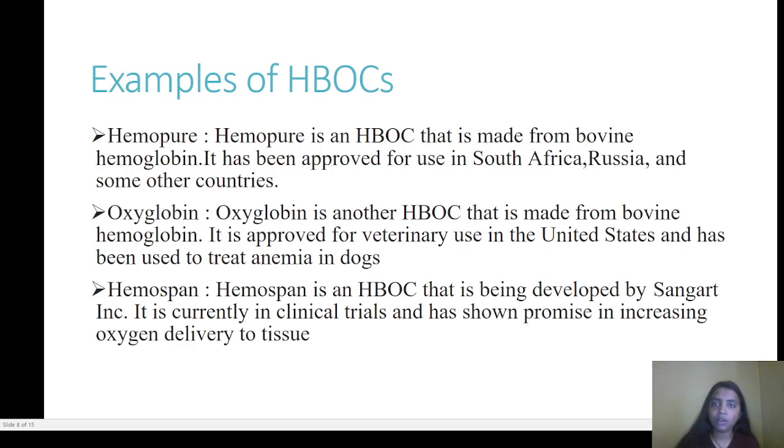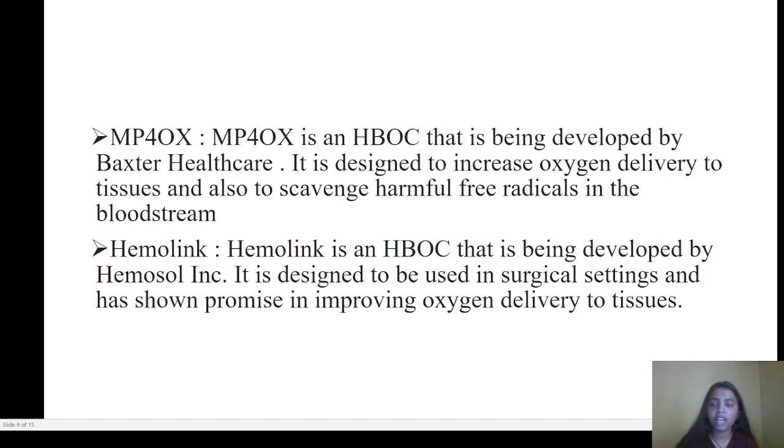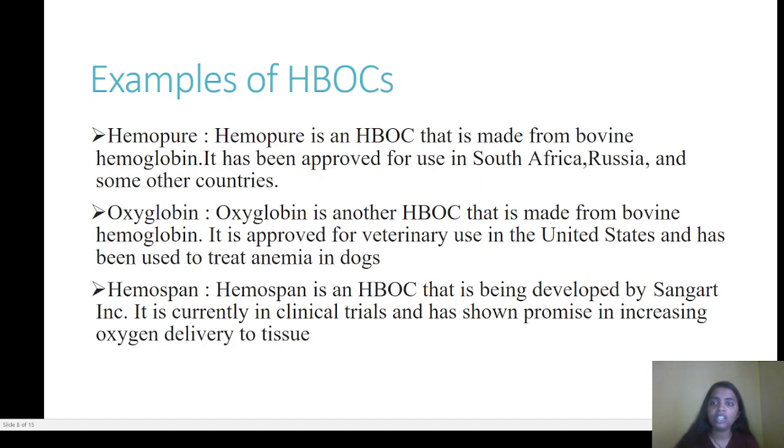The examples of HBOCs are Hemopure, Oxyglobin, Hemospan, MP4OX, and Hemolink. Let me discuss about Hemopure. Hemopure is an HBOC that is made from bovine hemoglobin. It has been approved for use in South Africa, Russia, and some other countries.